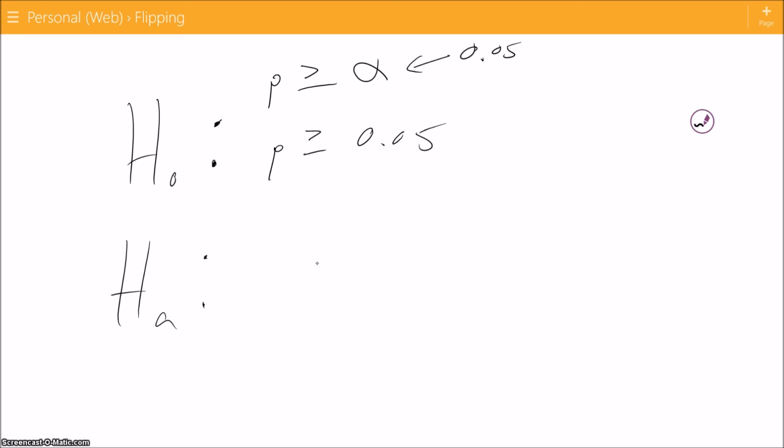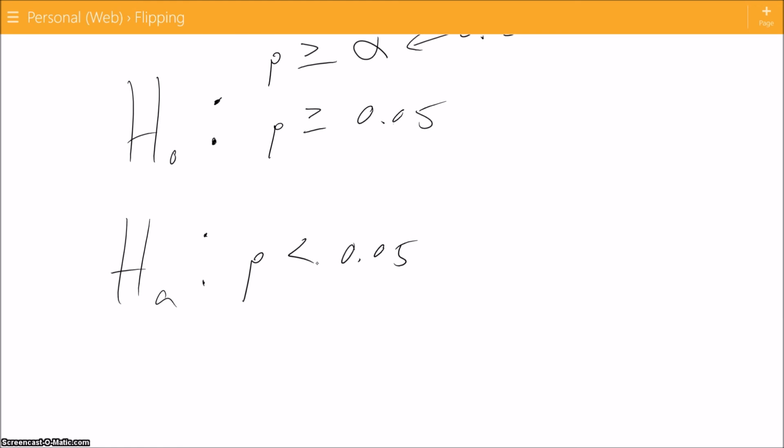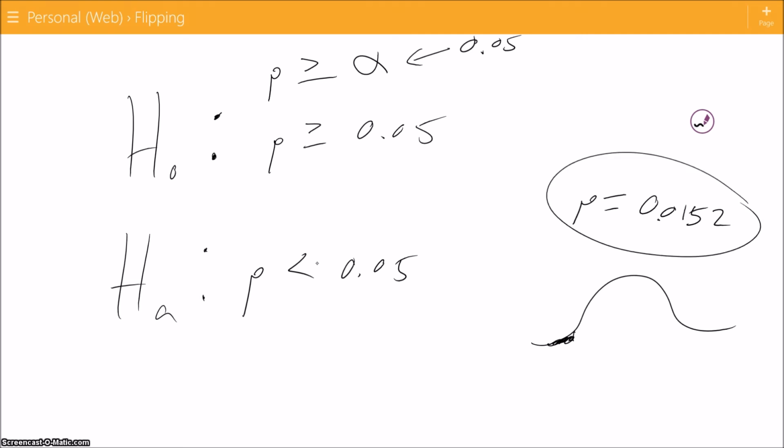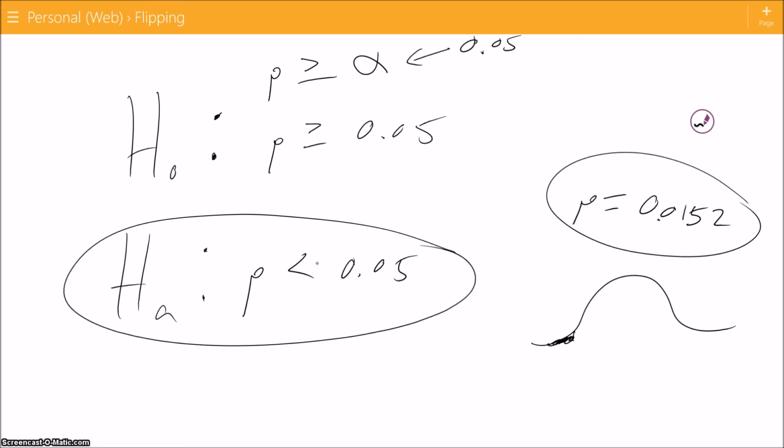Our alternative hypothesis is that p is less than 0.05. Is there something going on here? Is the probability so small that it is under 5%? That's something weird going on. So if we look at what our p-value was, we determined that we had a p of 0.015, actually 2. If we were to look on the distribution here, we'd see it's right over there, and this is going to be less than our alpha. Our p-value is definitely less than 0.05. So if that is the case, then our alternative hypothesis is correct. Our null hypothesis is not.